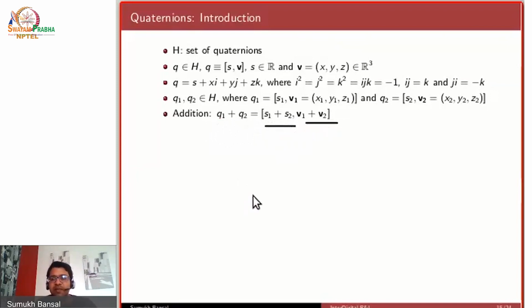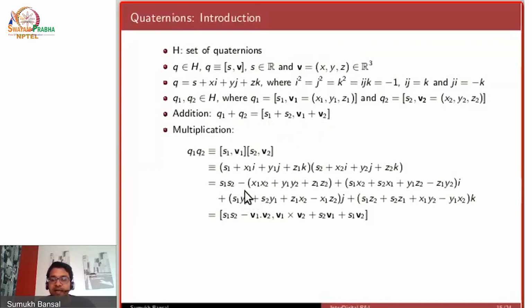Now, using the basic definitions of quaternions, we can define multiplication also. So again, you multiply S1, V1 with S2, V2, and this is by definition.